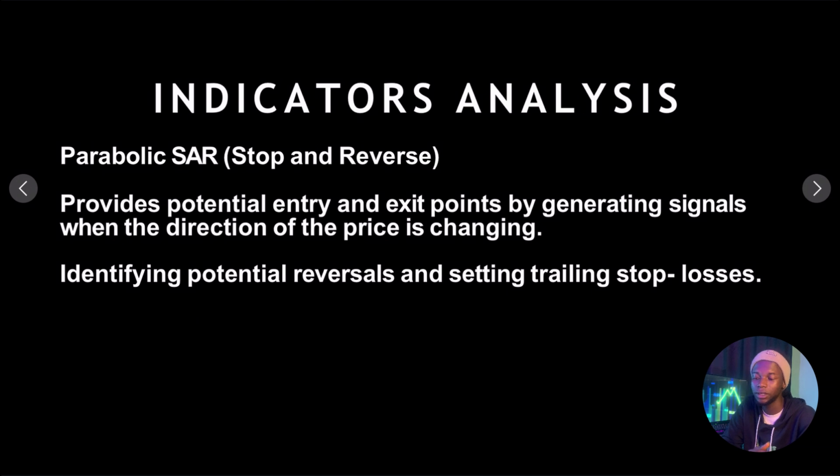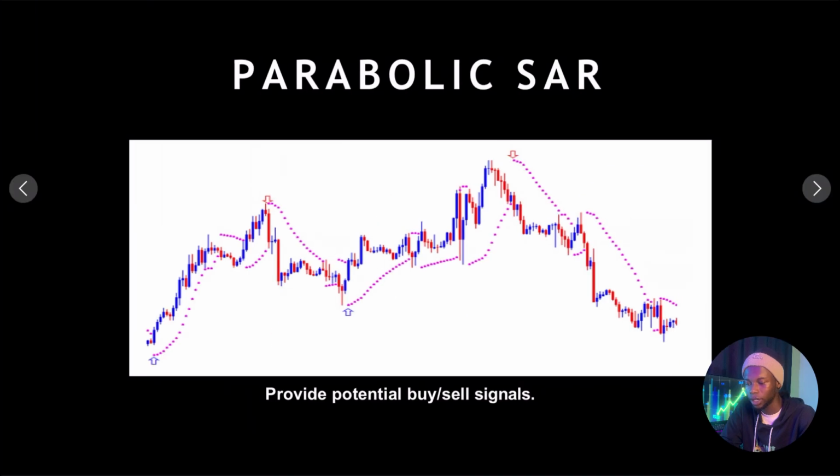So moving on, we have the parabolic SAR. This provides potential entry and exit points by generating signals when the direction of price is changing. So for example, this is how the parabolic SAR looks like. This arrow is not actually there, it's just to identify where you can take a trade. So for example, when this up dotted line changes to down, it shows that the market is about to go up.